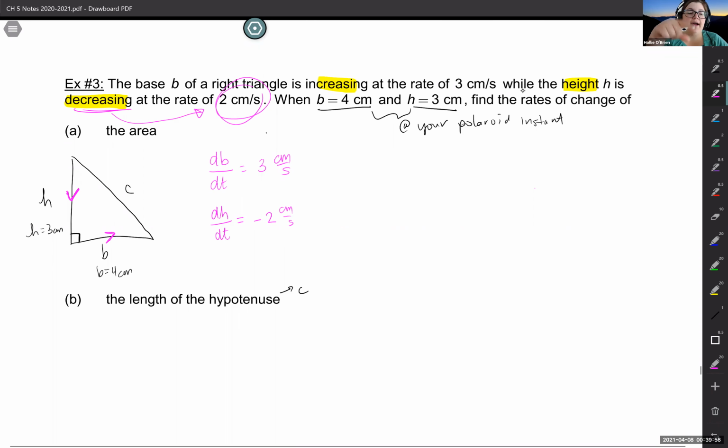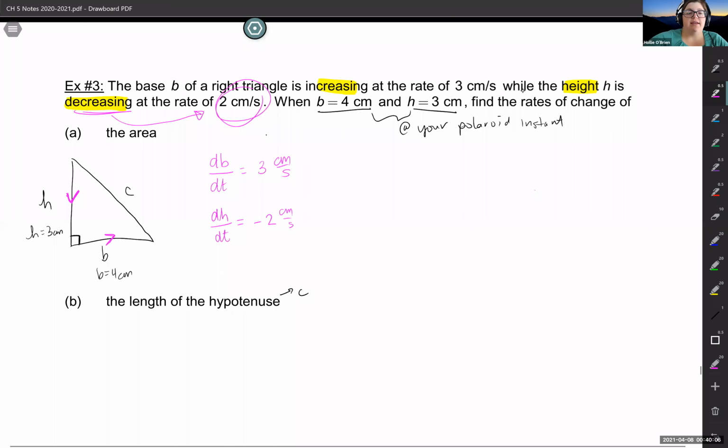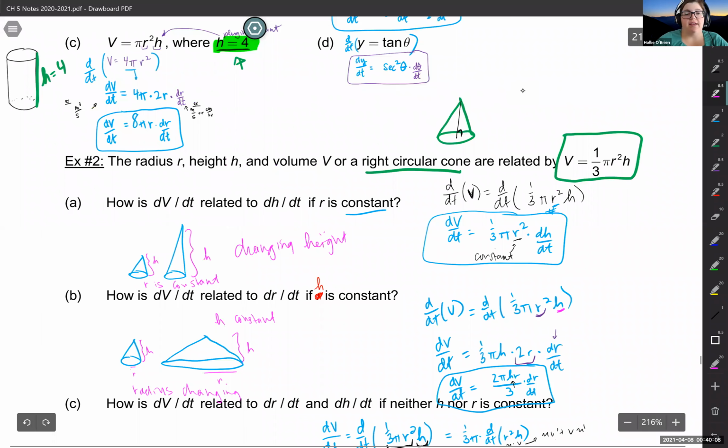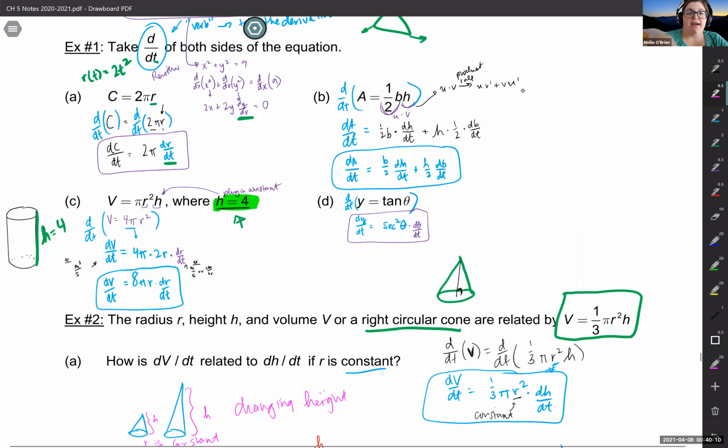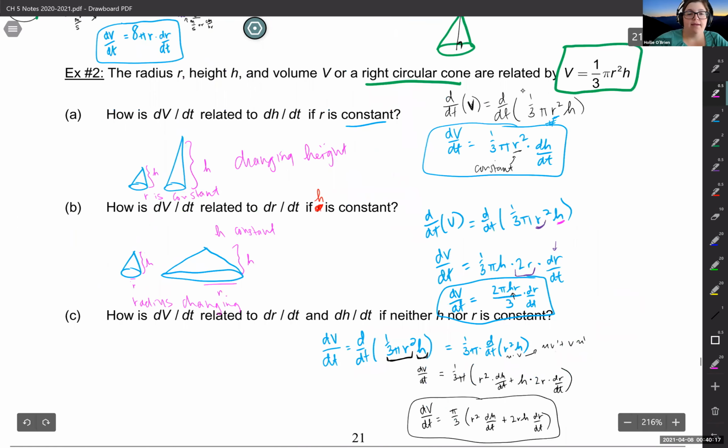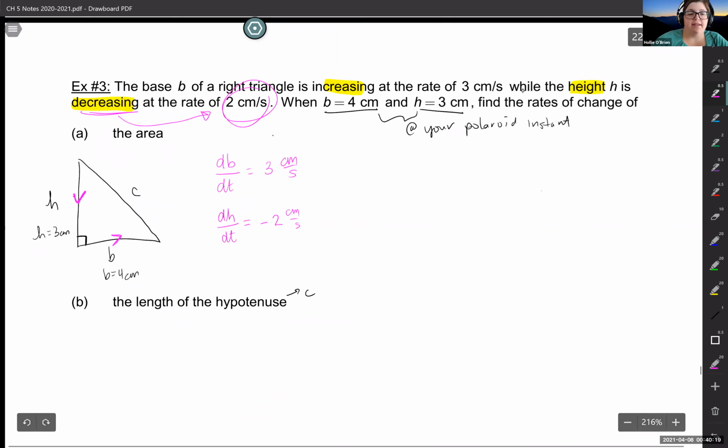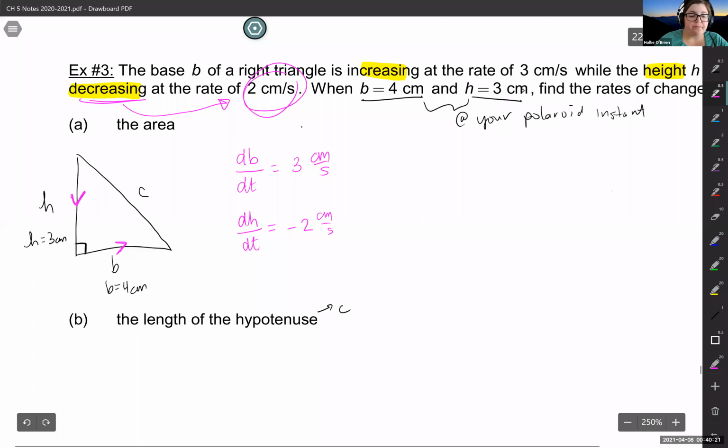Now we're going to go back up to what we originally started with. Remember, we took implicit differentiation. This is from example 1. We took implicit differentiation of different things, of circumference, of area, right here. Part B, we already did the work, right? We need to find the rate of change with respect to time. We already did it. We're going to do it again.